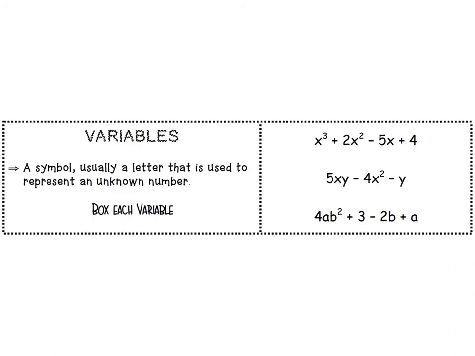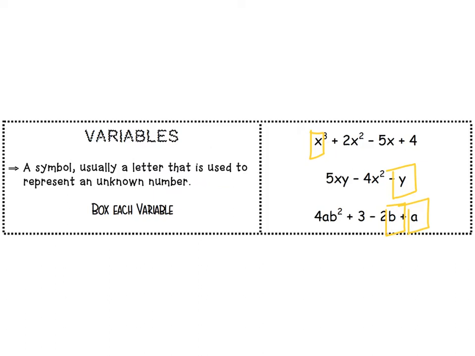So our next vocabulary word of the notes is variables, which we define as a symbol, usually a letter, that is used to represent an unknown number. Now let's box our variables. X is a variable, Y is a variable, A is a variable, and so is B. Every time you see X, Y, A, and B, they're all variables.